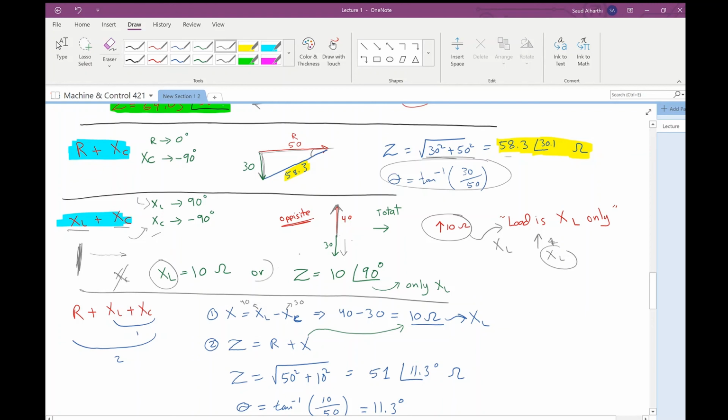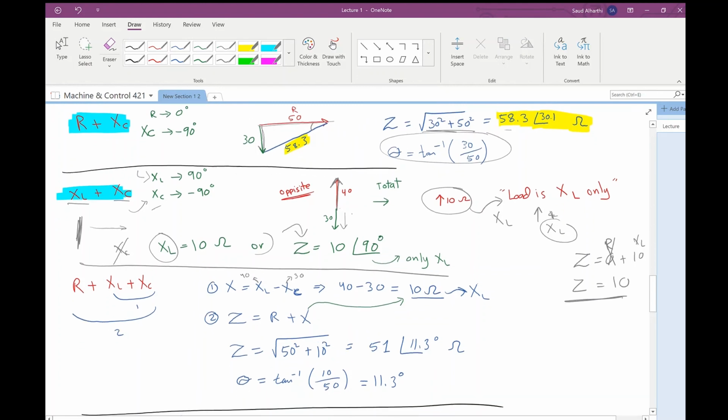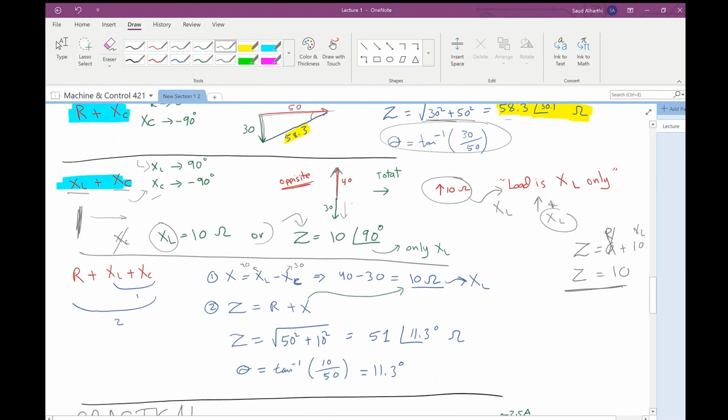Or we can make them as Z. Why? Because the impedance equals R, which is 0, plus 10, مجموع 10. So هذا XL وهذا R، الR 0 تكنسل، فمعناها Z equal 10. And the angle is 90 because it's the angle of the inductive load.